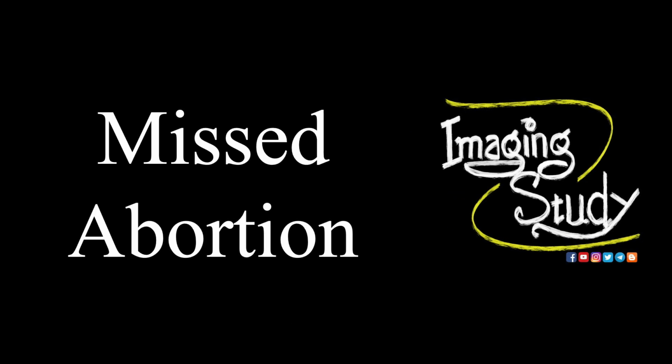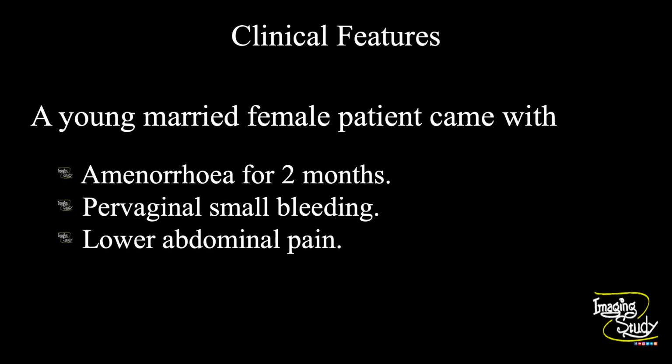Today we are going to see a case of missed abortion. A young married female patient came with amenorrhoea for 2 months. She had complained of per vaginal small bleeding and lower abdominal pain. Let's see what we have got on ultrasound.